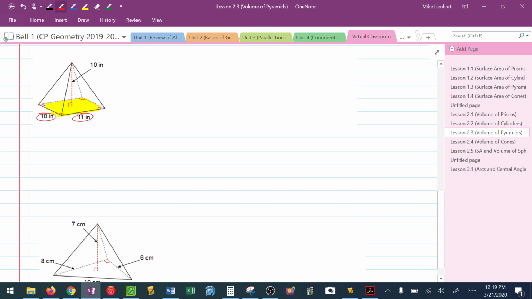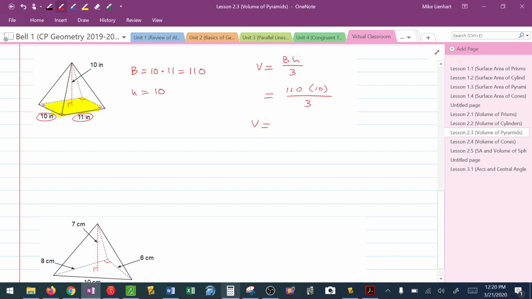So I know that big B here is going to be 10 times 11, or base times height, or 110. Sometimes length times width is how people talk about it. Don't forget, I forgot to write this down, big BH divided by 3. I know that the height from the top to the bottom is 10. So then to find the volume, it's very simply 110 times 10 divided by 3.